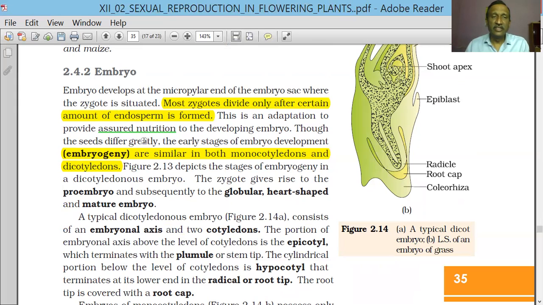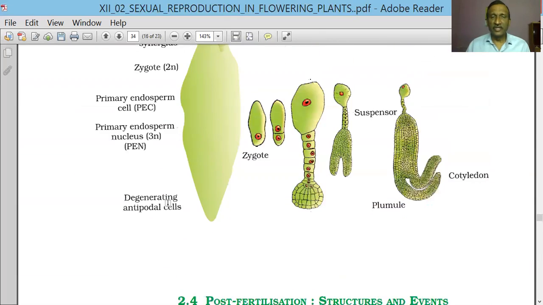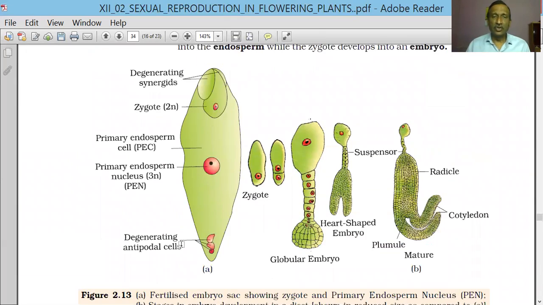Though seeds differ greatly, there are some seeds which are large in size, some small in size, some are monocot, some dicot, some with a thick seed coat, and some not so thick. There is a variety of variations which we see in seeds. But when we talk about embryogeny or embryogenesis, the process is more or less the same. So the process is given here. What are the steps which are given here? See, this is the oviside.